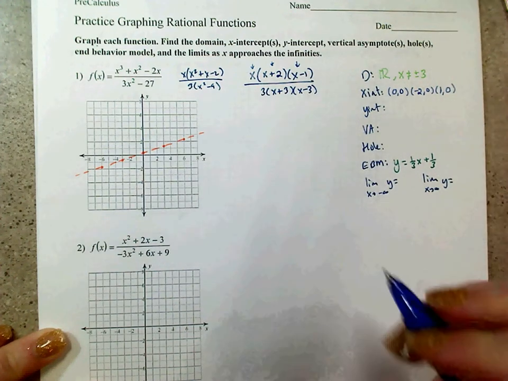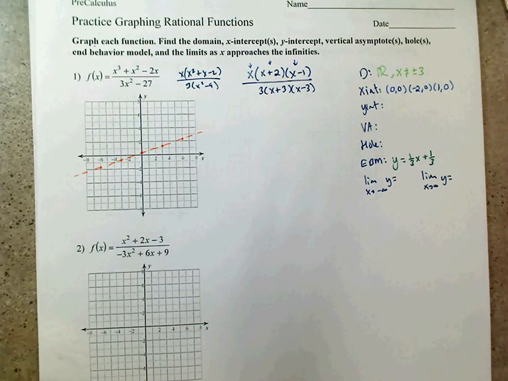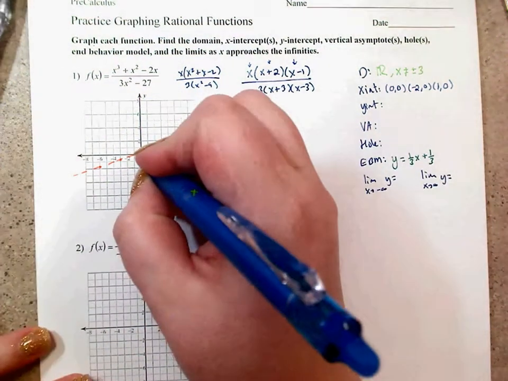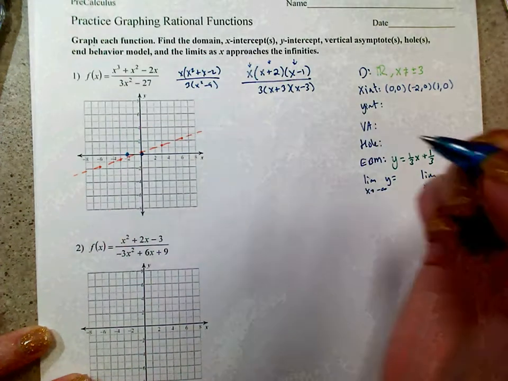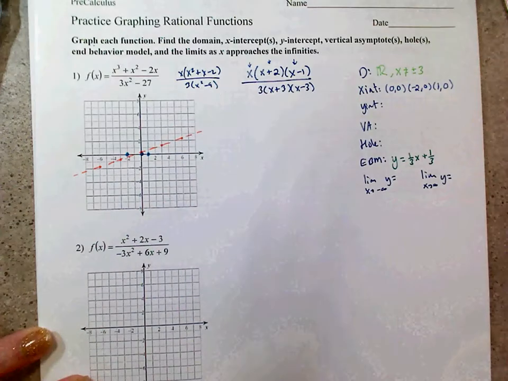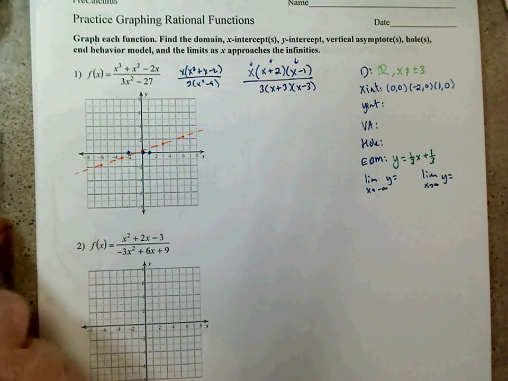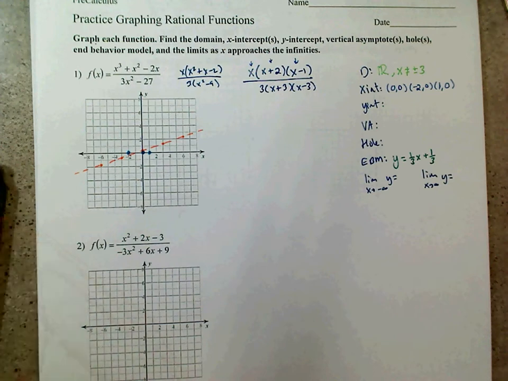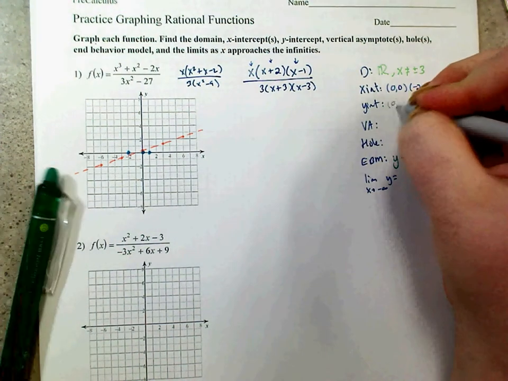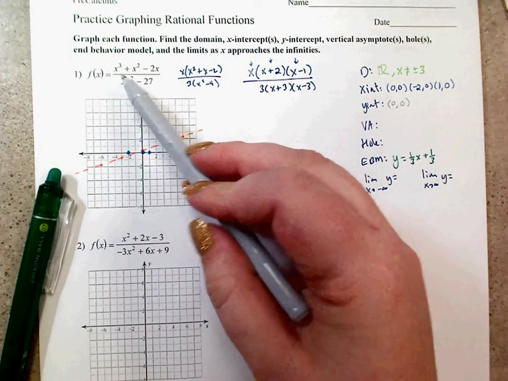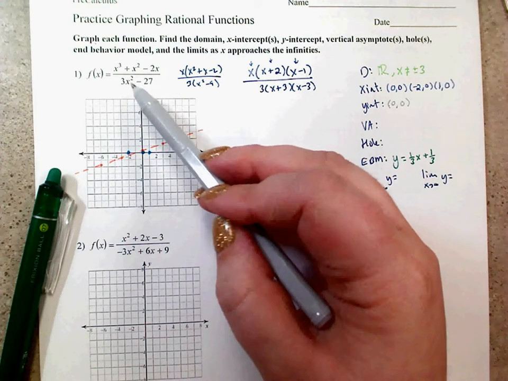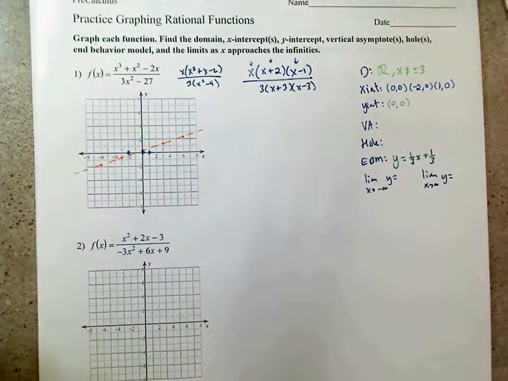Okay, I'm actually going to go ahead and plot those. So I've got 0, 0; negative 2, 0; and 1, 0. Interesting. My y-intercept is when x equals 0, so if I plug in x equals 0, you find it's right there. It's 0, 0. And especially if you plug in 0 here, here, and here, you get 0 divided by negative 27, because that goes away. And 0 divided by anything other than 0 is 0.